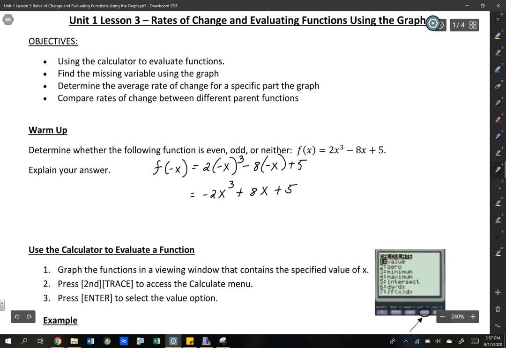Since all the signs did not change, this is a neither. If all of the signs change, it's odd. If none of the signs change, it's even. And if you just have some of them changing, it's neither.